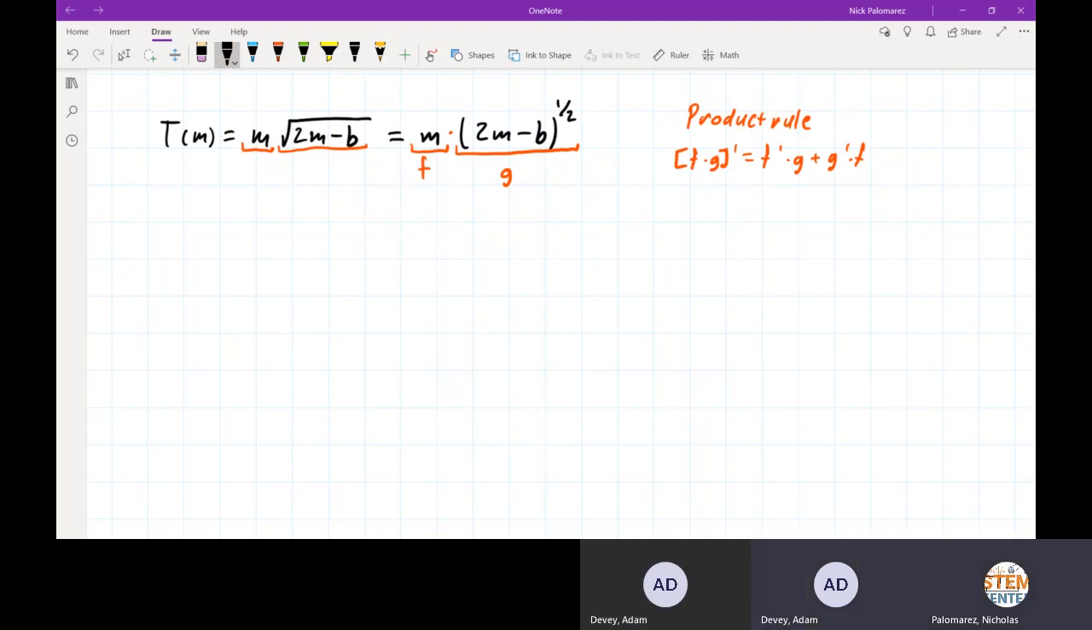All right, so let's take a look here. So T prime, we stick this into our product rule. F prime, where that's just m, times 2m minus b to the 1/2, plus g prime, 2m minus b to the 1/2 prime times m.